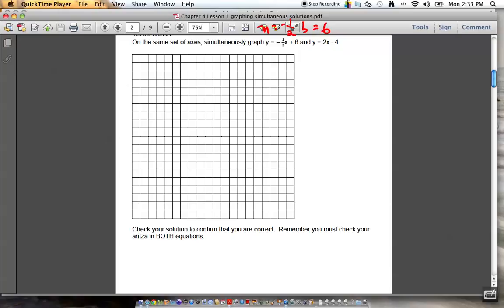Now, the slope, and she would tell you that. Now, the slope is -1/2, and the y-intercept is 6. So, I begin at 6. Let me just set this up real quick. 3, 4, 5, 6.